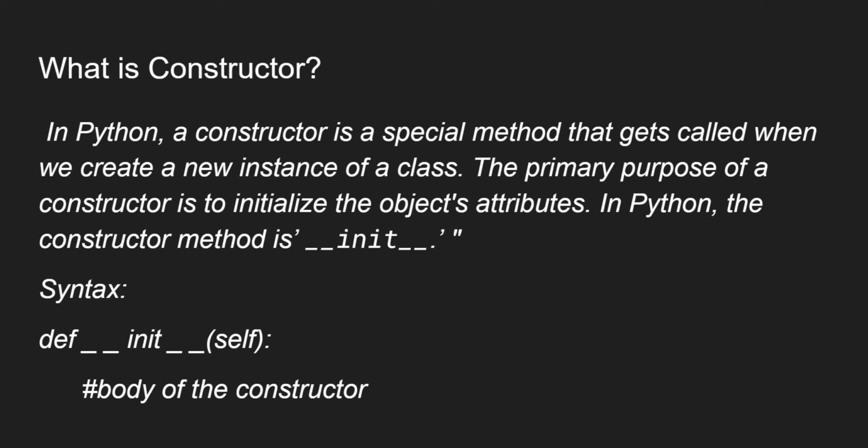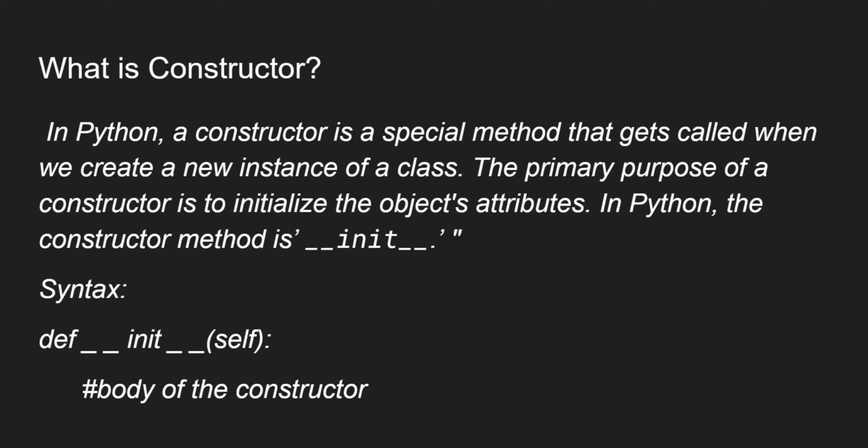What is a constructor? In Python, a constructor is a special method that gets called when we create a new instance of a class. The primary purpose of a constructor is to initialize the object's attributes. In Python, the constructor method is __init__, and the syntax is: the def keyword is used to define a function, and __init__ with a set of parentheses is a reserved method. This method gets called as soon as an object of a class is initialized.